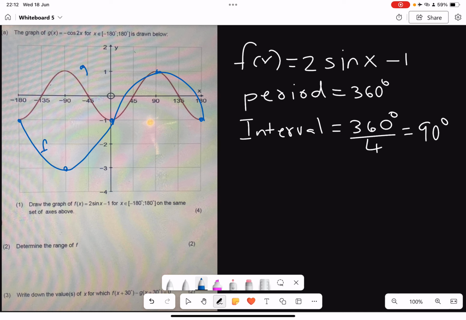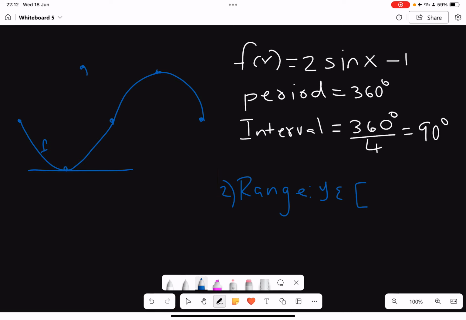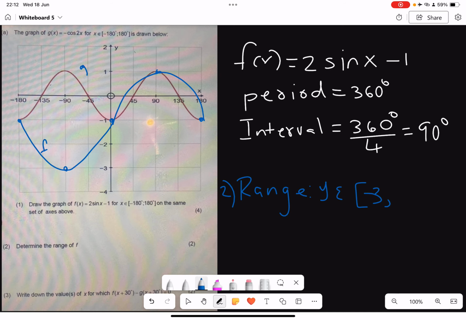And now they need us to get the range of f. Number 2, they need the range. Remember, the range is the y elements. From the minimum value, we can see that the minimum value is negative 3. And then the highest value is 1. And we always use square brackets.